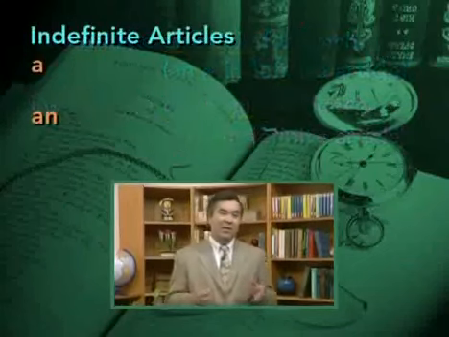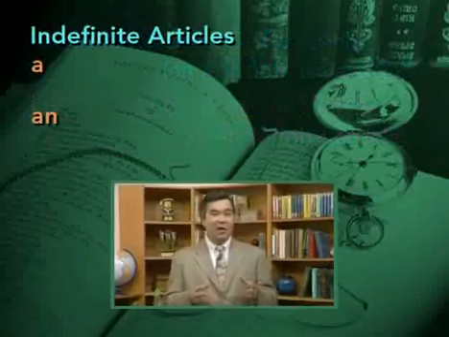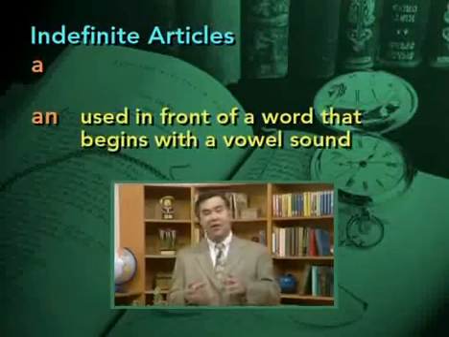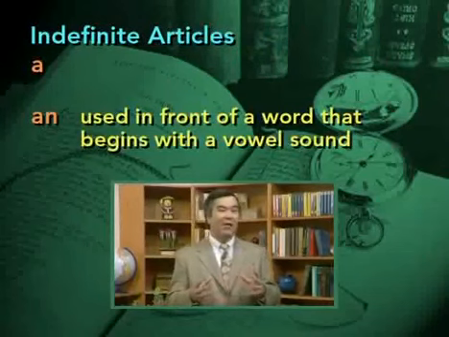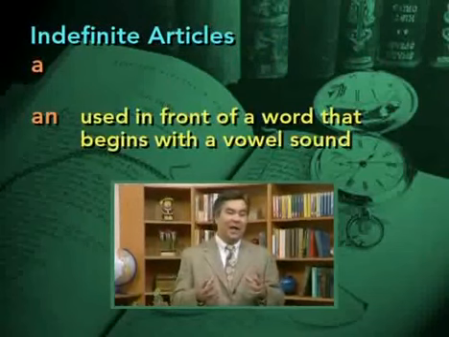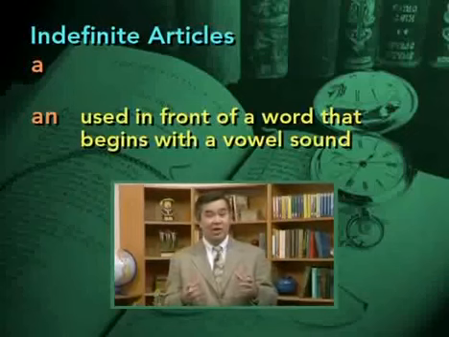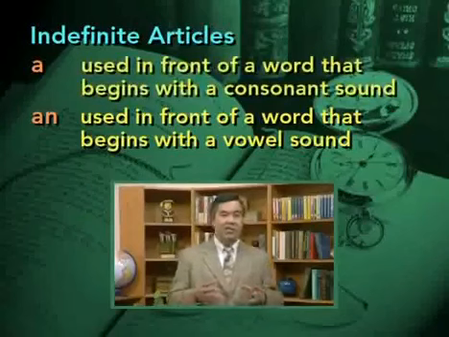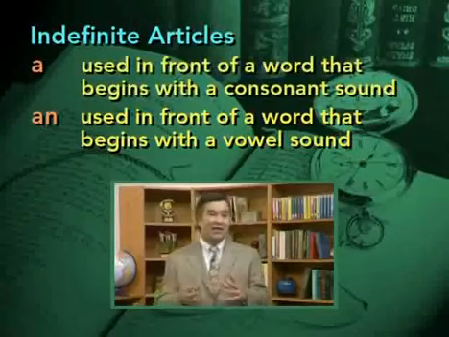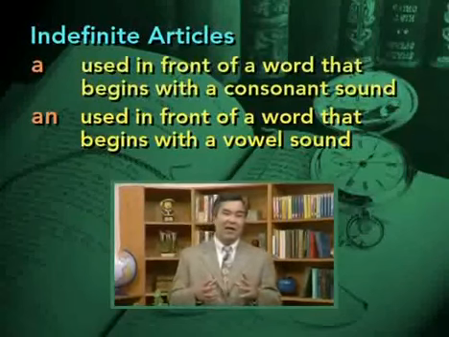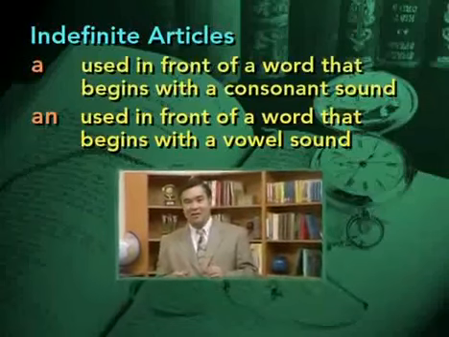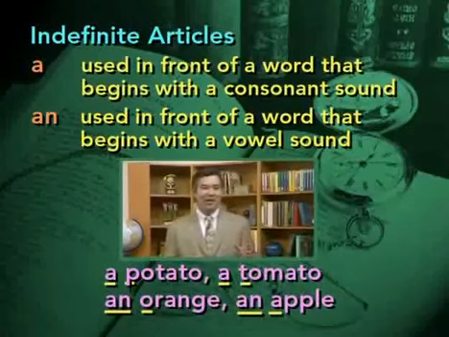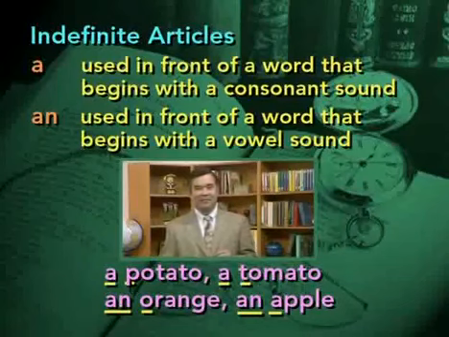The only difference between a and an, which are both indefinite articles, is that an is used in front of a word that begins with a vowel sound, an open sound like apple or orange. The article a is used before a noun that begins with a consonant sound, a closed sound like potato or tomato. So you'd refer to a potato, a tomato, an orange, an apple.